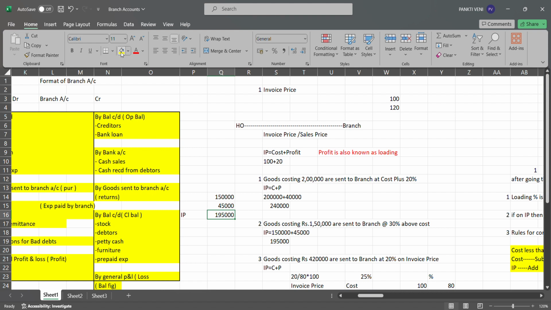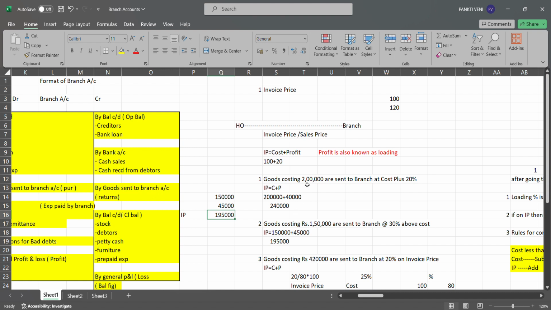Cost price is a little bigger term. Otherwise, if I tell you that the total cost to manufacture a product is 100 rupees and profit on it is rupees 20, my selling price will be 100 plus 20, 120 rupees. So here also it is the same thing. We are calculating our invoice price. Invoice price is equal to cost plus profit.